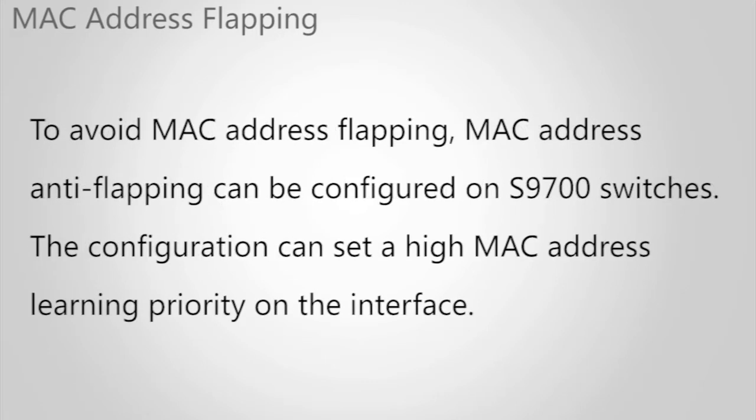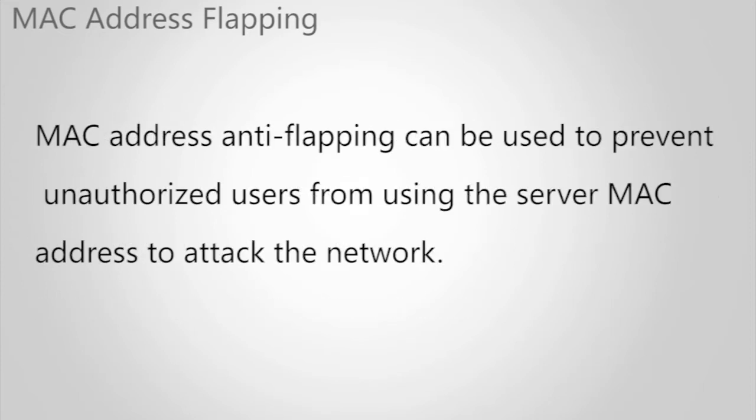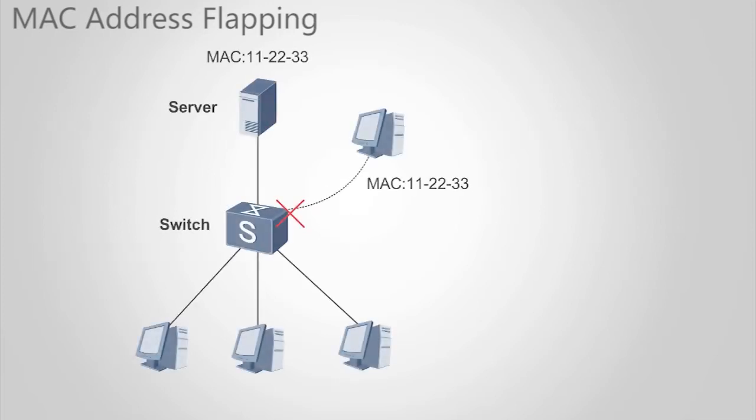To avoid MAC address flapping, MAC address anti-flapping can be configured on S9700 switches. The configuration can set a high MAC address learning priority on the interface. MAC address anti-flapping can be used to prevent unauthorized users from using the server MAC address to attack the network. You can run the MAC learning priority command to configure the MAC learning priority of an interface.